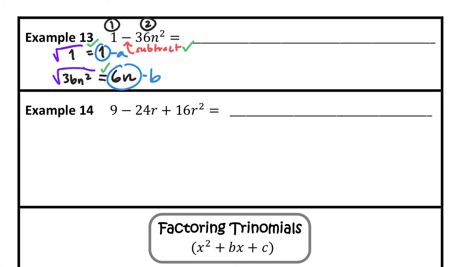So I have a difference of squares. So my formula is going to be a plus b, a minus b. Setting up my parentheses. My a is 1. My b is 6n. One's going to be plus. The other one minus.